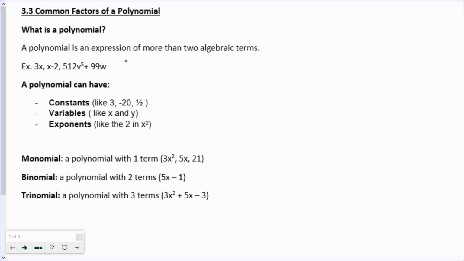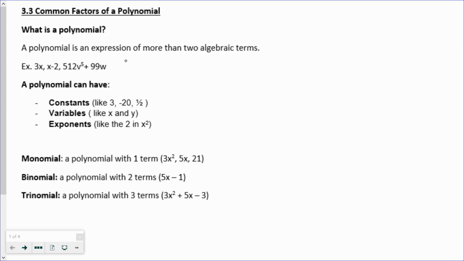What is a polynomial? A polynomial is an expression of two or more algebraic terms. So 3x, x minus 2, 512, b to the power of 5 plus 99w are all polynomials. A polynomial can have a constant, like 3 or -20 and a half, variables such as x and y, which any letter will work, and exponents like the 2 in x to the power of 2.